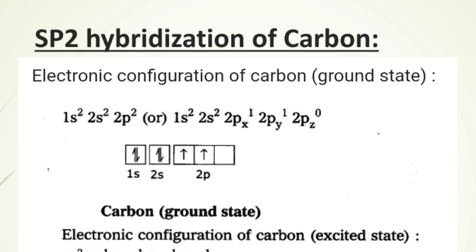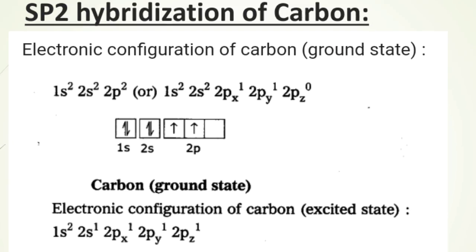In the 2p orbital, there are 2 electrons filled in 2 different subshells of the p orbital. There are 3 subshells in the p orbital, that is 2px, 2py and 2pz. The 2 electrons present in the 2p orbital occupy the 2px and 2py orbitals. The remaining 2pz orbital is unfilled.